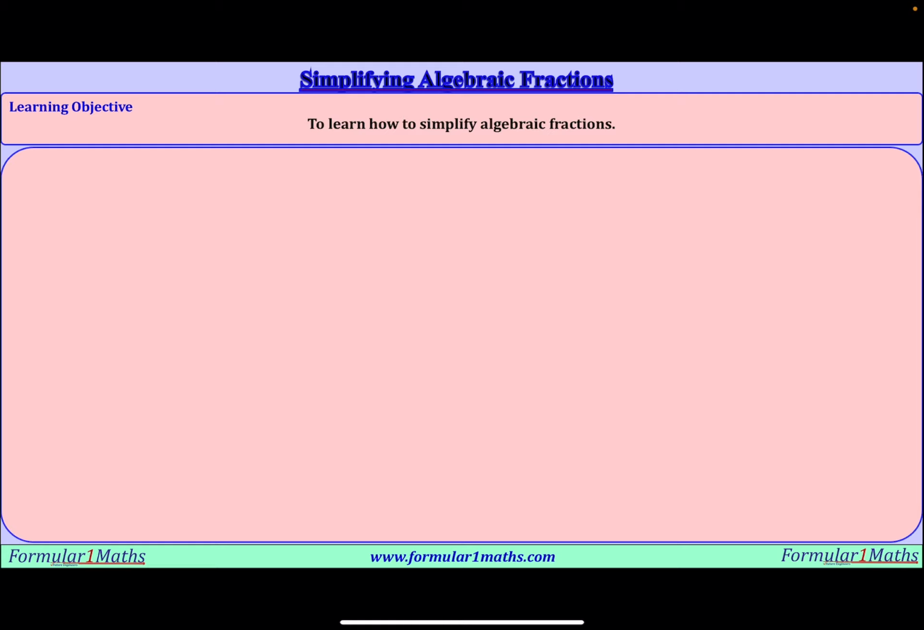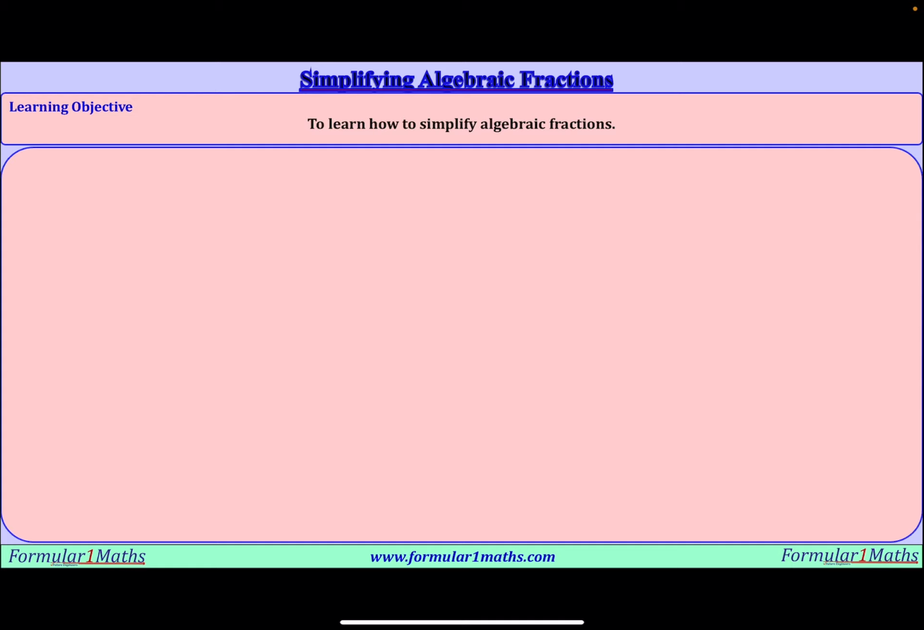Welcome to Formula 1 Maths. This is lesson 1.1 for the OCR Level 3 Additional Maths course. In this lesson, we are going to learn how to simplify algebraic fractions.